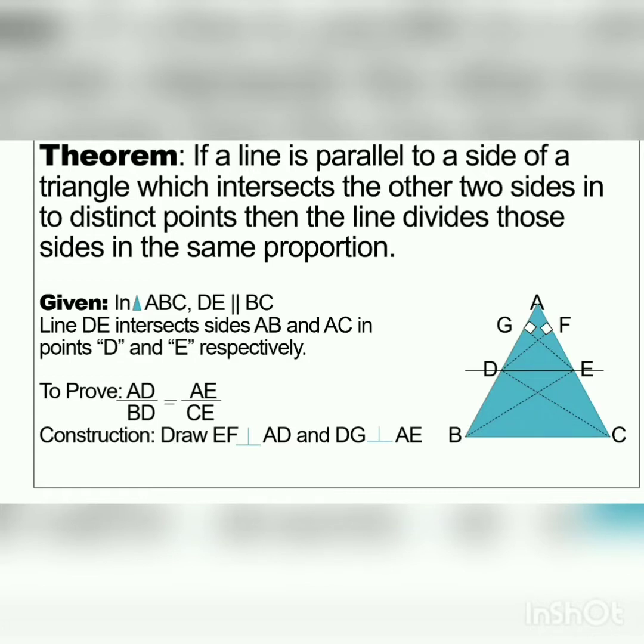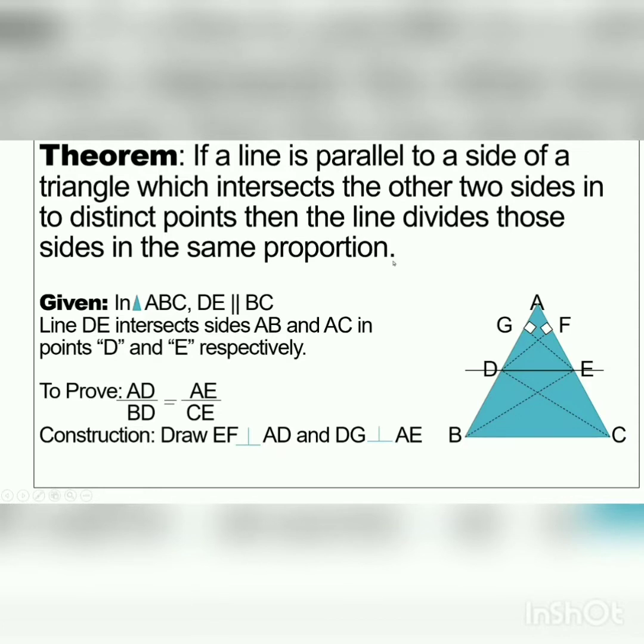If a line is parallel to a side of a triangle which intersects the other two sides in two distinct points, then the line divides those sides in the same proportion. Again, I read this. If a line is parallel to a side of a triangle which intersects the other two sides in two distinct points, then the line divides those sides in the same proportion.